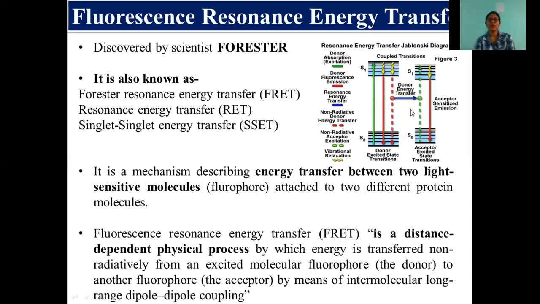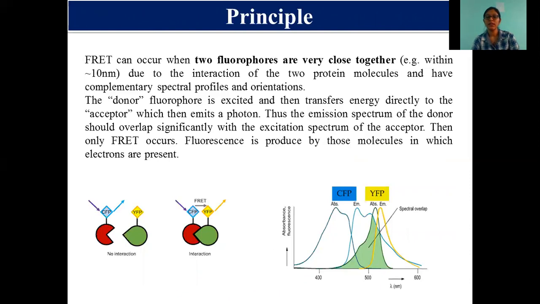Next, we'll study the principle of this FRET technology to study protein-protein interaction. Here you see the two diagrams. First one is this and another one is this. I already told that two different types of fluorescent molecules are used to study protein-protein interactions. Those two fluorescent molecules must be very close to each other. Then only the emission and absorption process will take place between these two fluorescent molecules.